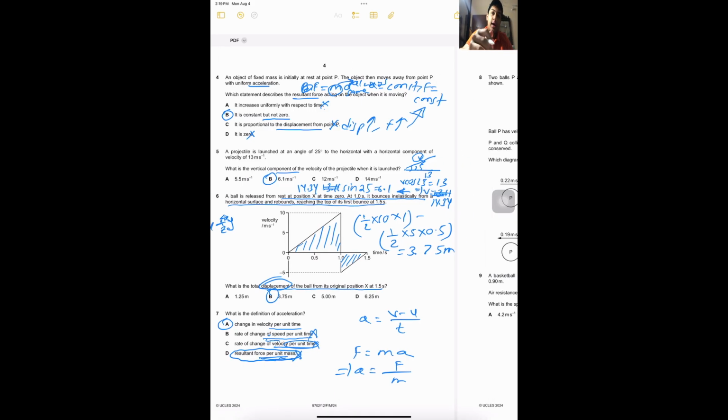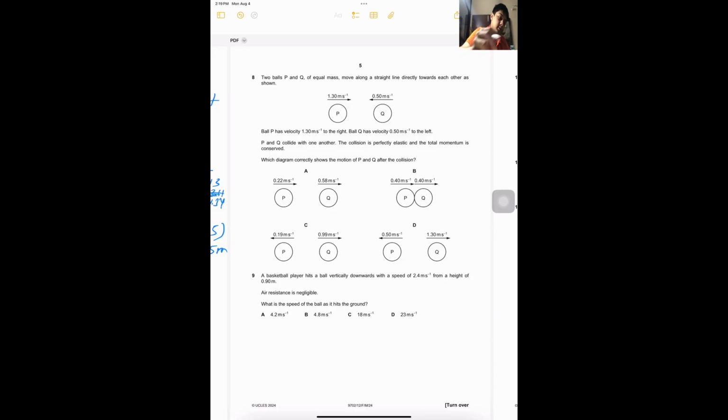Okay, we'll move to question 8. Two balls, P and Q, of equal mass move along a straight line directly towards each other as shown. Ball P has a velocity to the right, and yes, we can see in the diagram which side the velocities are. P and Q collide with one another. The collision is perfectly elastic and the total momentum is conserved. Which diagram correctly shows the motion of P and Q after collision?